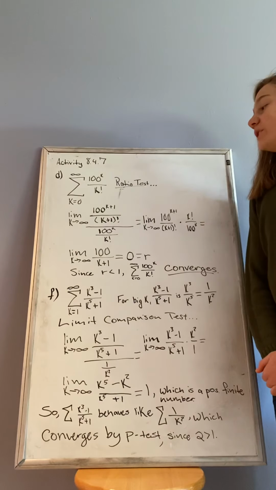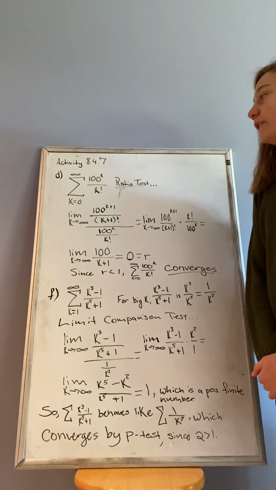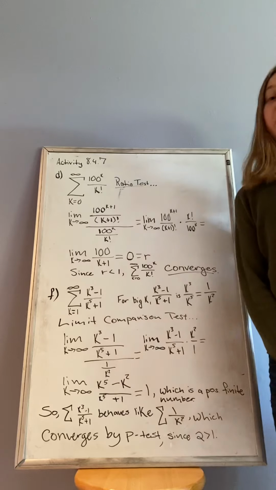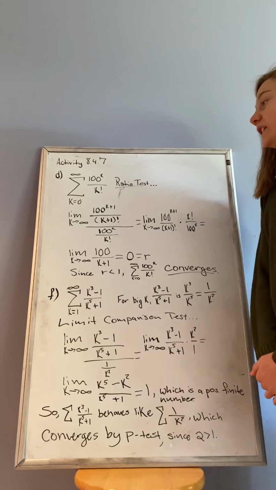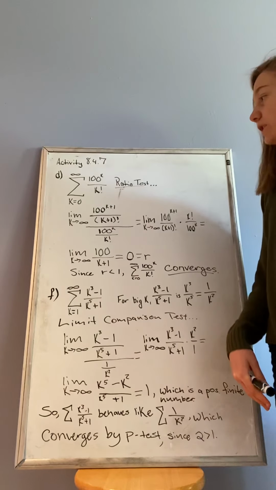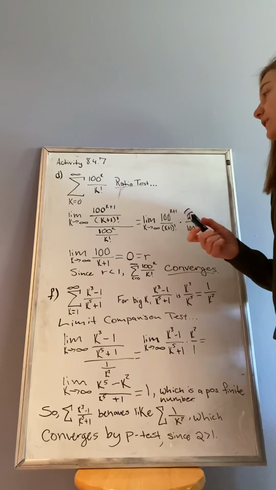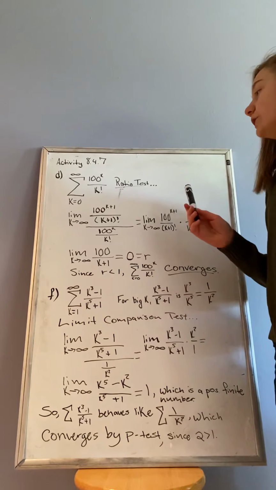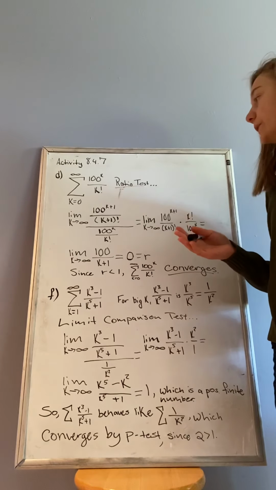Alright, so I'm going to do part D and F of activity 8.4.7 in this video. For each infinite series, we're supposed to see if it converges or diverges. For part D, we have the infinite series of 100 to the k over k factorial.